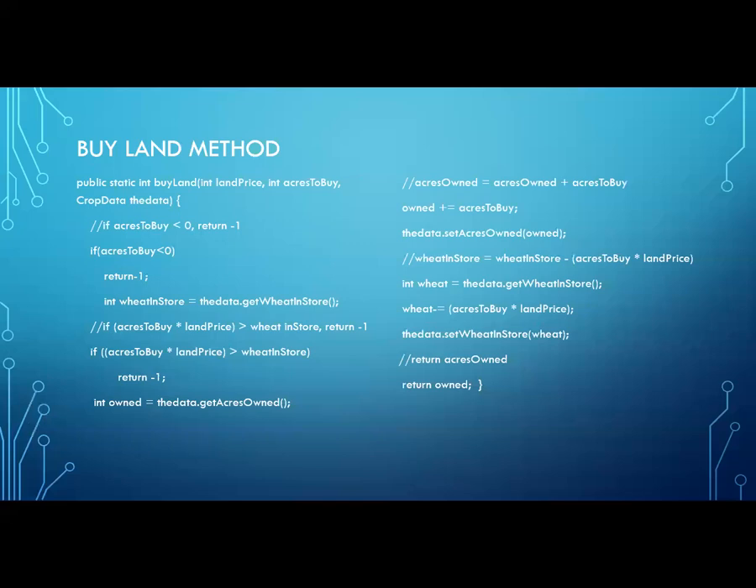The acres to buy times land price, if that is greater than the Wheaton store, we need to return -1. And if it is not, then we'll move on to the acres owned equals acres owned plus acres to buy. So we'll do that, and that'll store the data. And then we move to Wheaton store. Our formula that we used equals Wheaton store minus acres to buy times land price. And it'll store that data. And if all the conditions before are true, then it will return the acres owned at the end.